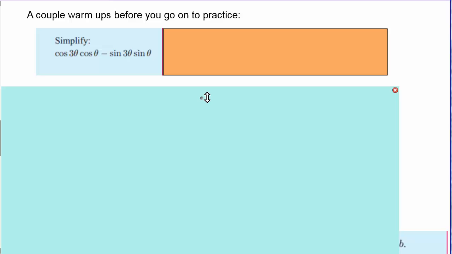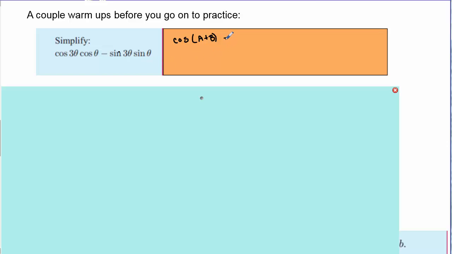Simplify cosine of 3 theta times cosine of theta minus sine 3 theta sine theta. What we see, if you look at this, is cosine A cosine B minus sine A sine B. Well, from the formulas we know that that is, and you kind of have to go and look at it, cosine, cosine, sine, sine is a cosine thing. And so this is the cosine of A plus B, which gives me that form, cosine, cosine, sine, sine. We're going to be looking for that form a lot, so get used to it.